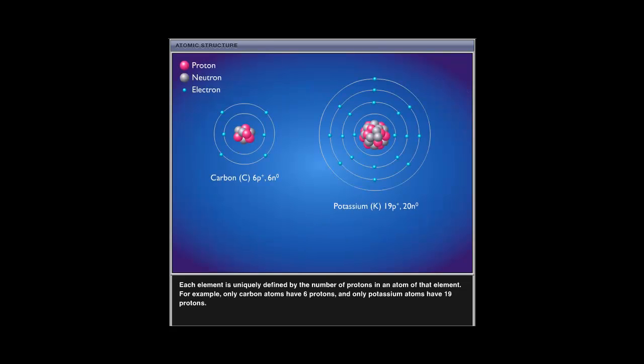Each element is uniquely defined by the number of protons in an atom of that element. For example, only carbon atoms have 6 protons, and only potassium atoms have 19 protons. The atomic number is the number of protons in an atom of a particular element. The number of protons equals the number of electrons, making atoms electrically neutral.